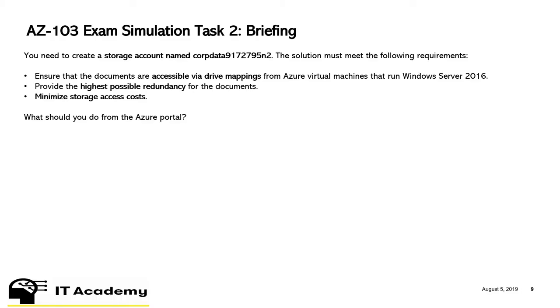We need to make sure that the documents are accessible via drive mappings from an Azure virtual machine that runs on Windows Server 2016. We must provide the highest possible redundancy for the documents, and we also need to minimize our storage costs. What should we do in the Azure portal? Okay, well, let's break this question down and move through it.